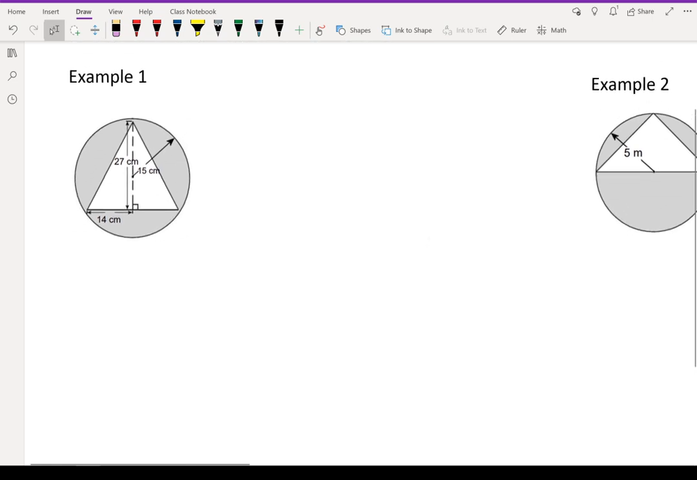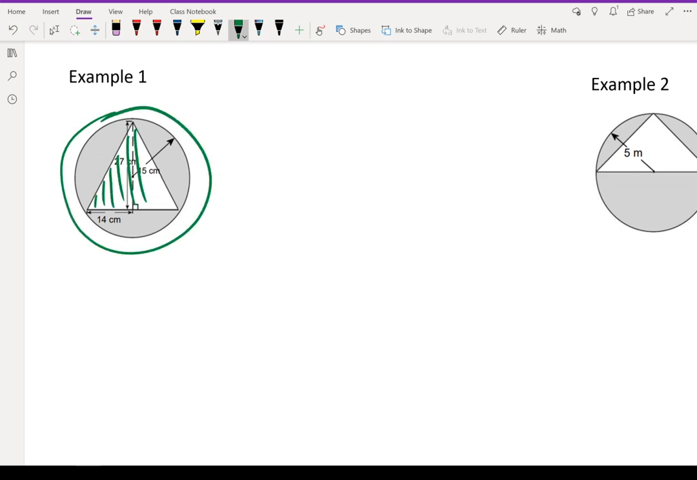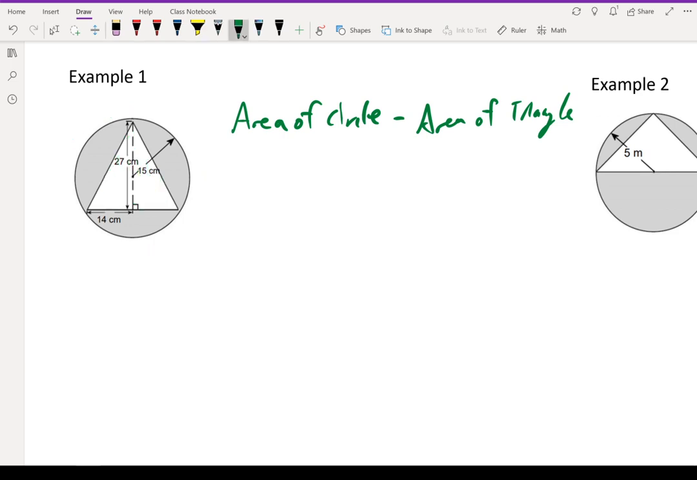Of the first shape, it's going to be this full circle minus the area of the triangle inside. So it's going to be area of circle minus area of triangle. So that's quite straightforward. Now I will be showing you how to do that, okay? Let's go back to this shape.